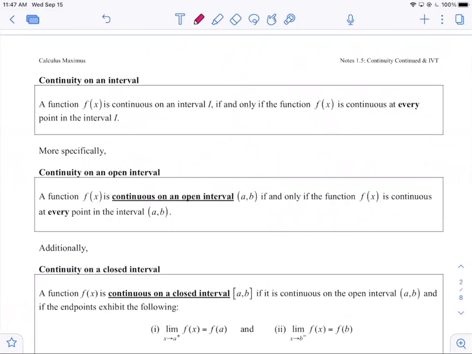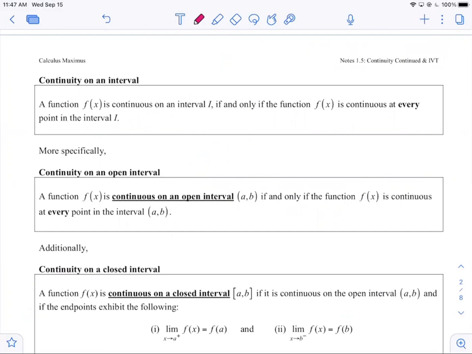Here we go. A function f is said to be continuous on an interval, call it I for interval, if and only if, which means it's a definition and it works both ways, the function is continuous at every single point in the interval. Well, that makes sense.